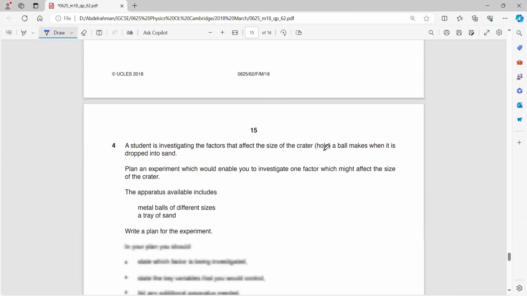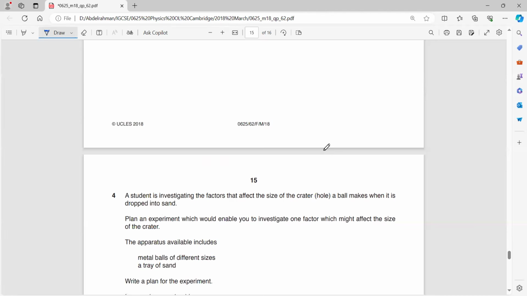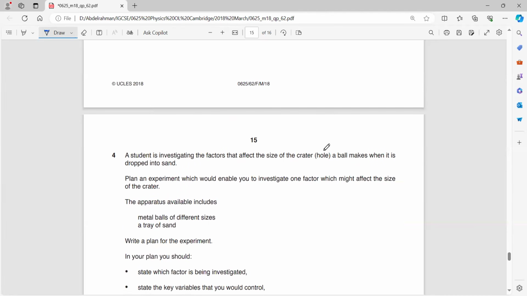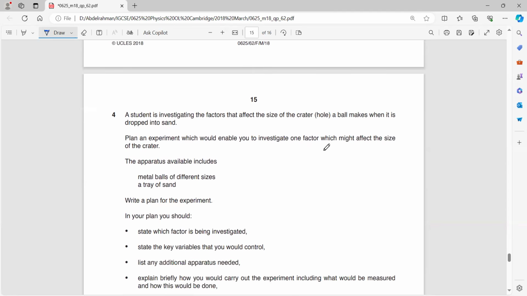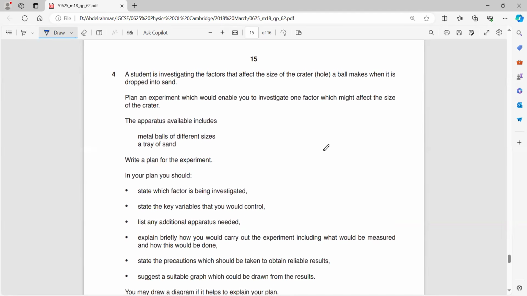Planning an experiment. A student is investigating the factors that affect the size of the crater, a hole that a ball makes when it is dropped into sand. You have a ball, you drop it into some sand, and he needs to measure the diameter of this crater. Plan an experiment which would enable you to investigate one factor.